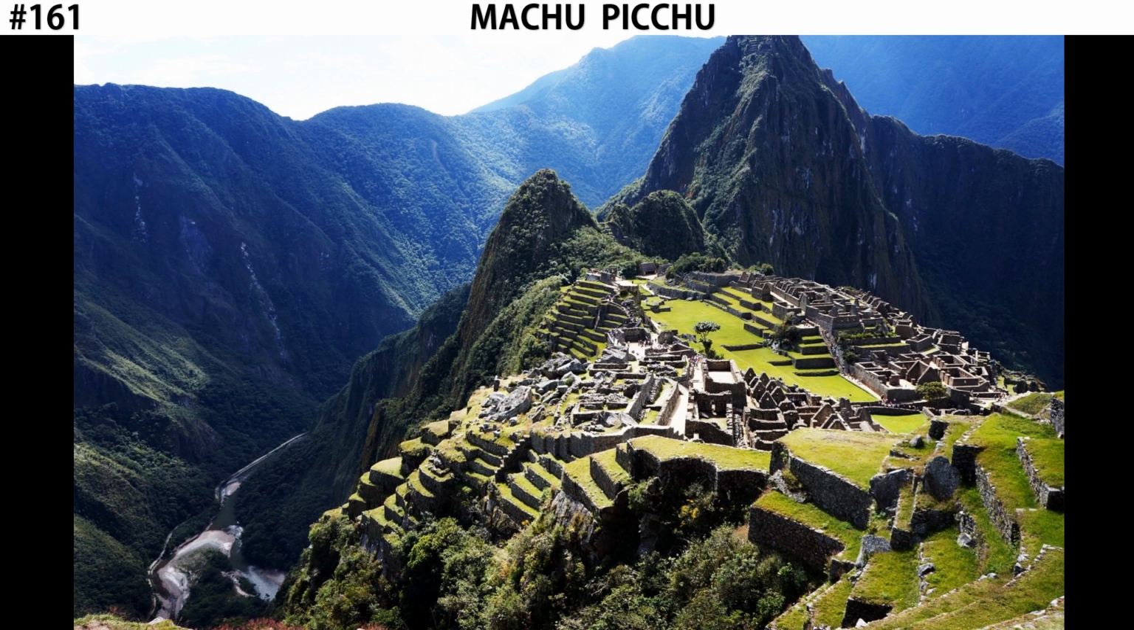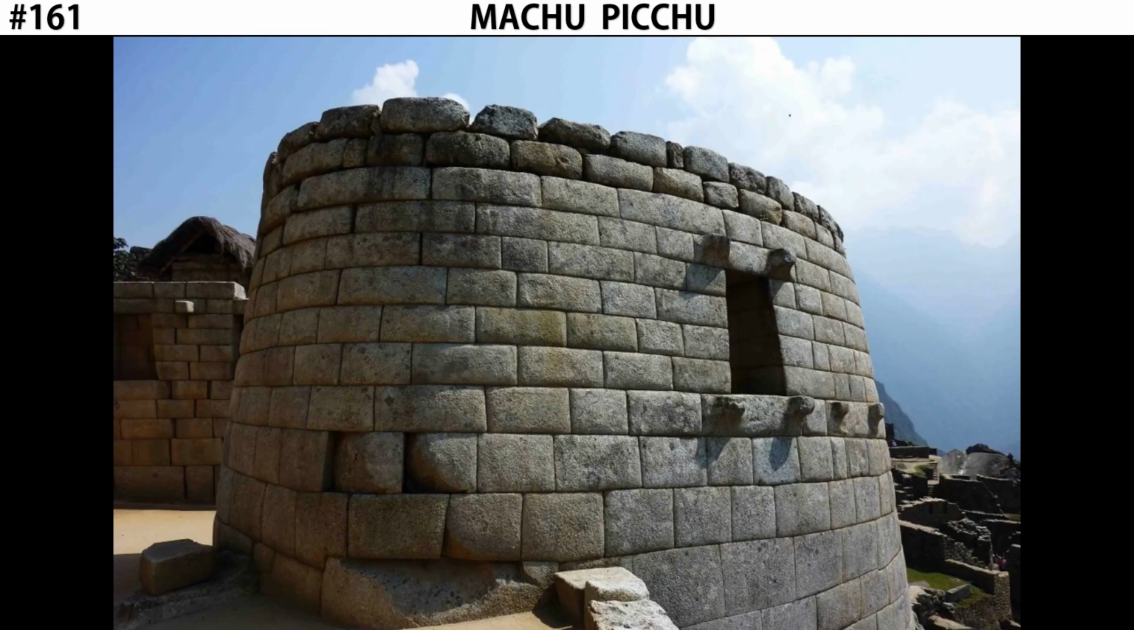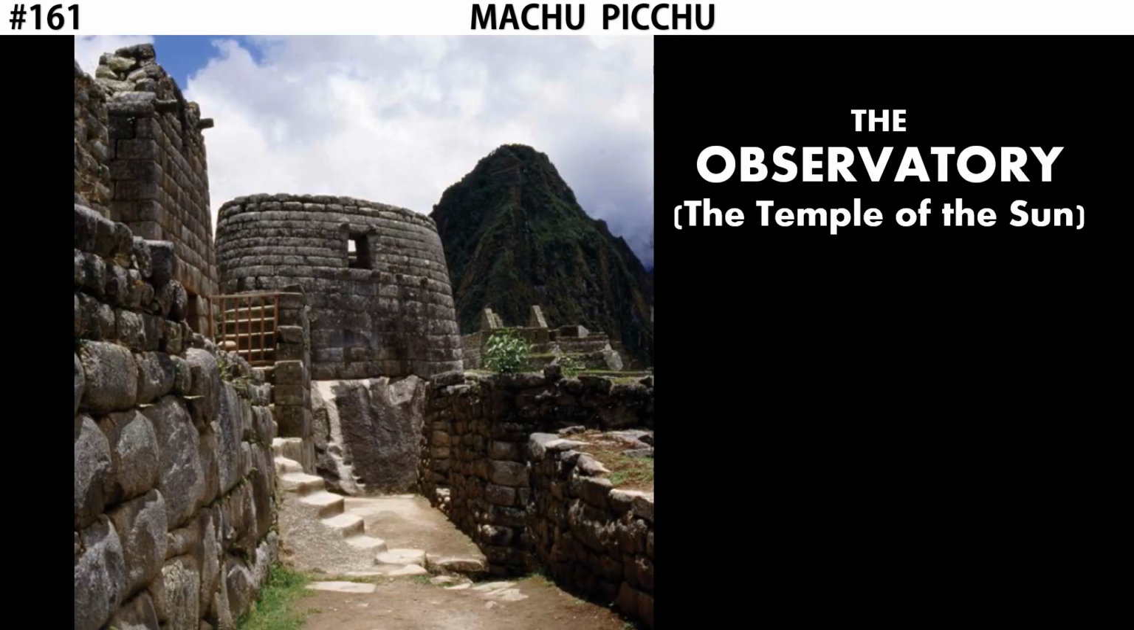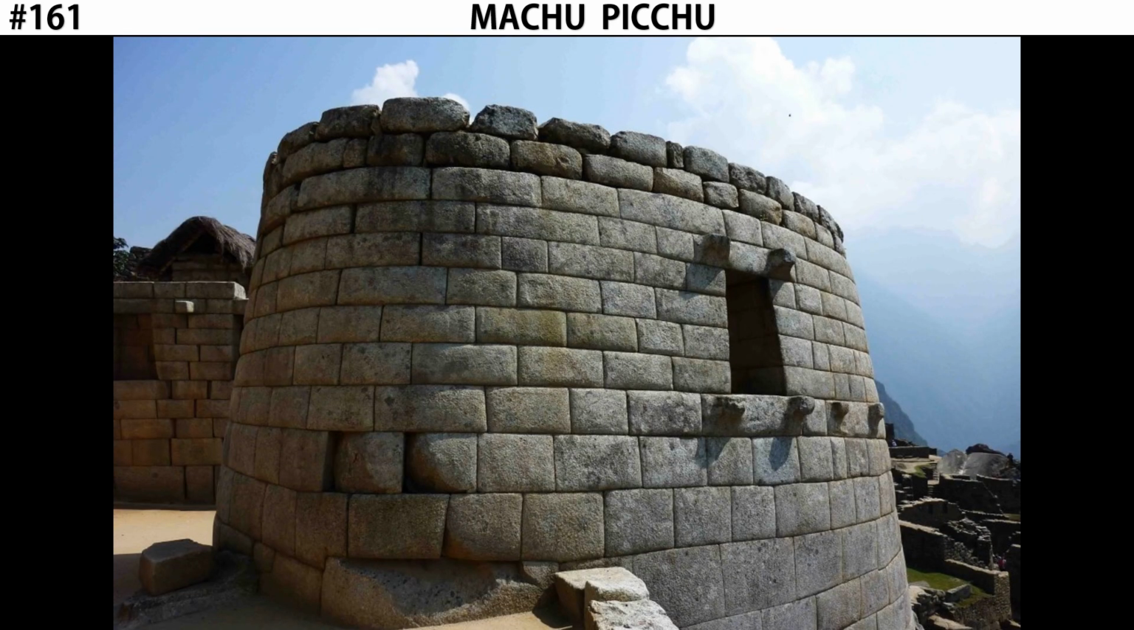Now, in addition to the royal residence, there were also a number of buildings that were religious sites as well, like this, for example. This building is called the Observatory. It's also known as the Temple of the Sun. The function of this building is to track the movement of celestial bodies, like the sun and constellations.